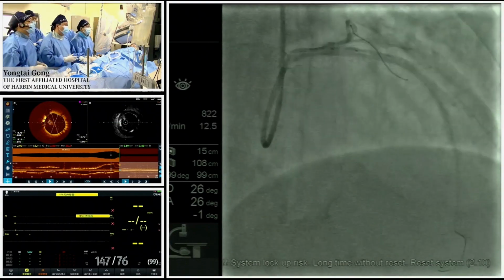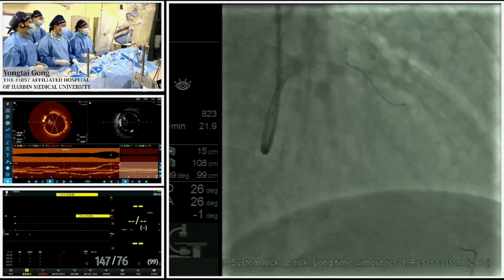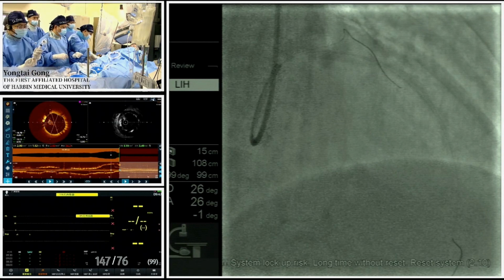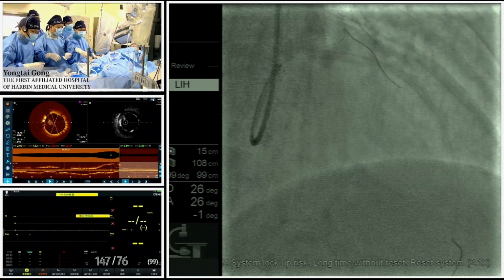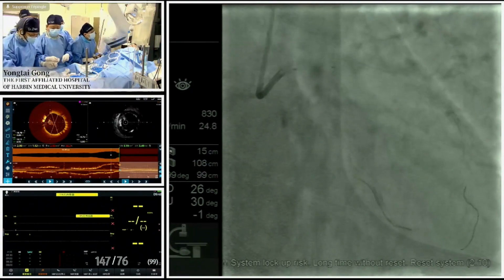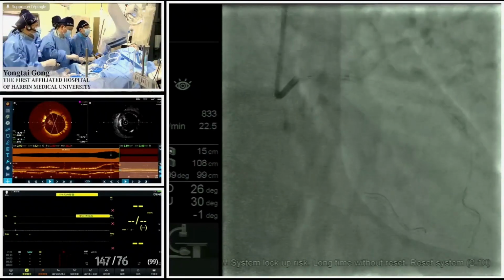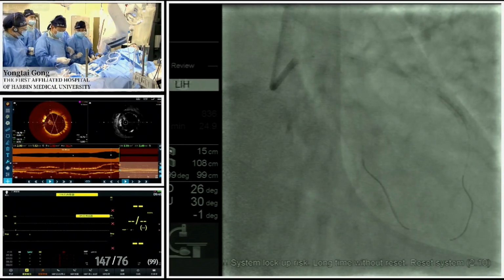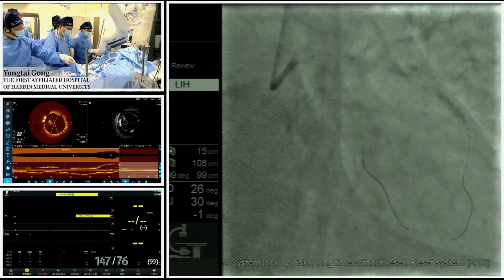Yes. Because right now, Dr. Gong is trying to dilate all the parts of the stents in the LCX. Maybe he wants to have a better result. Yes. Next, we will choose the 4.0 and the 2.5 NC balloons to perform the kissing balloon technique. Yeah, the balloons are engaged already. Okay. 2.5 in the circumflex, yes. 4.0 in the left main.